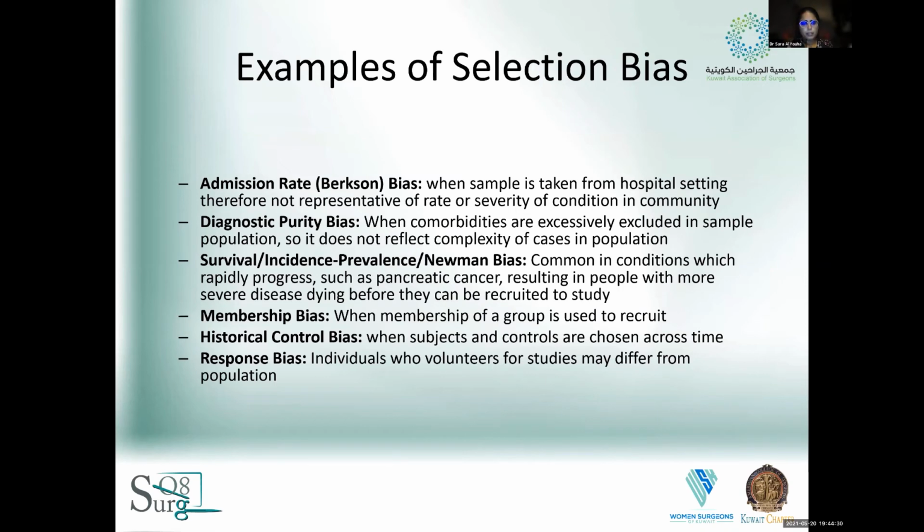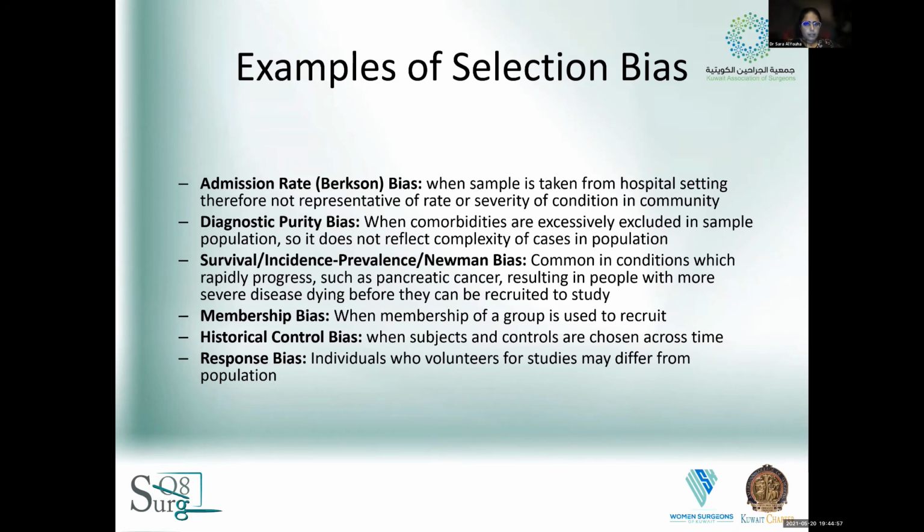So there's something called an admission rate bias. So when you take your sample from the hospital setting, for example, if I'm looking at COVID-19 severity in hospital, it's not really representative of the entire condition because you have asymptomatic people in the community with the condition, but you're not accounting for, okay? And you see that in a lot of the studies that look at therapies.